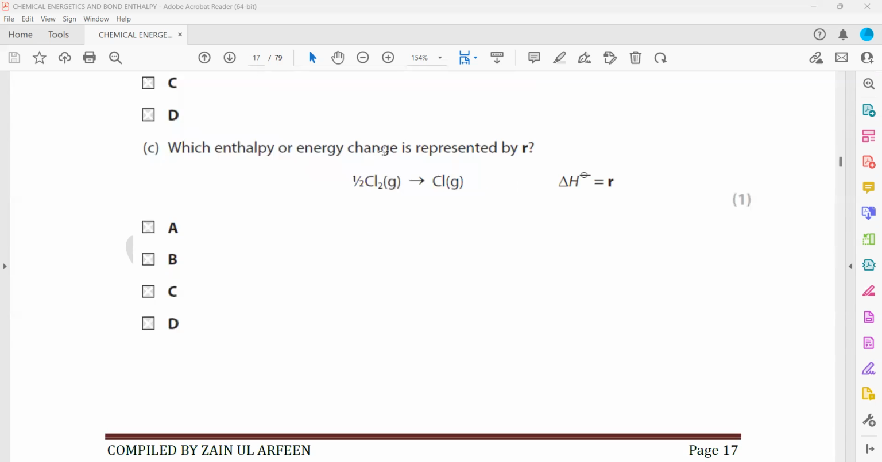And then which enthalpy or energy change is represented? Here chlorine as a molecule in the gaseous state turned into chlorine atoms. So this is also atomization. So that is also C.